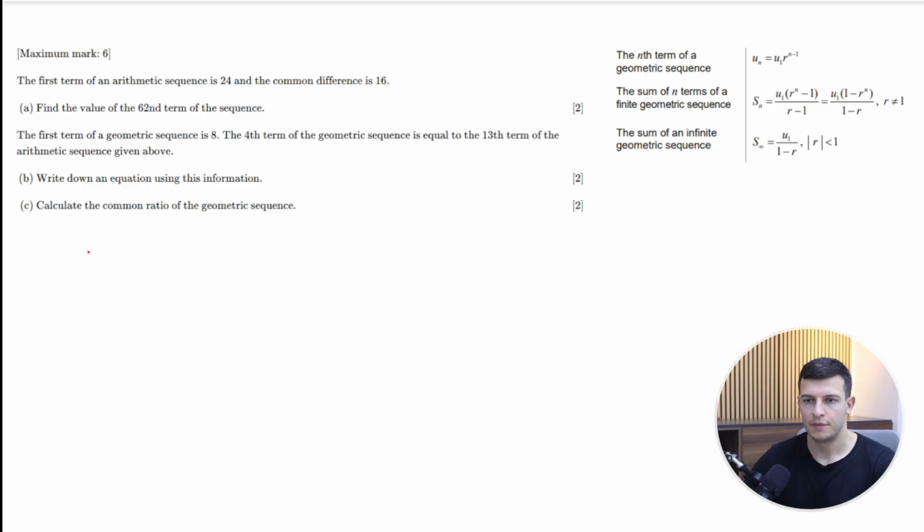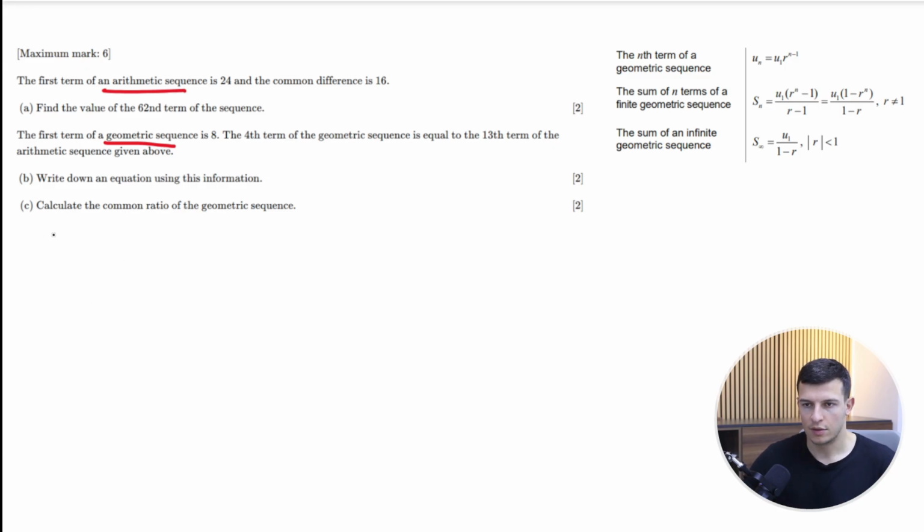All right, last question here. I like this question because it combines both geometric and arithmetic sequence. So let's see what we can do here. The first term of an arithmetic sequence is 24 and the common ratio is 16.